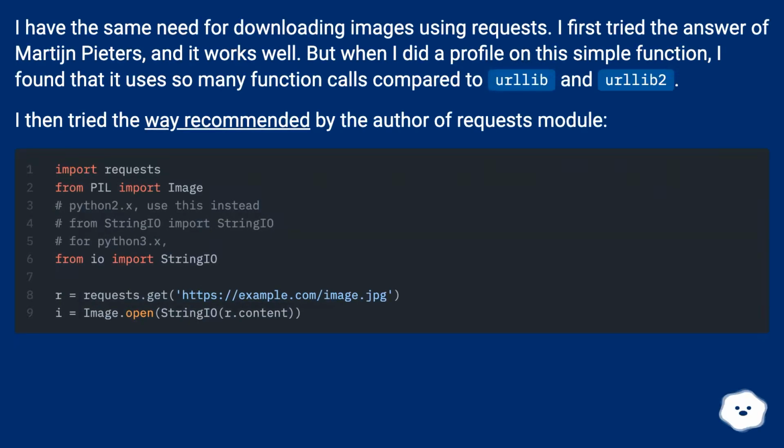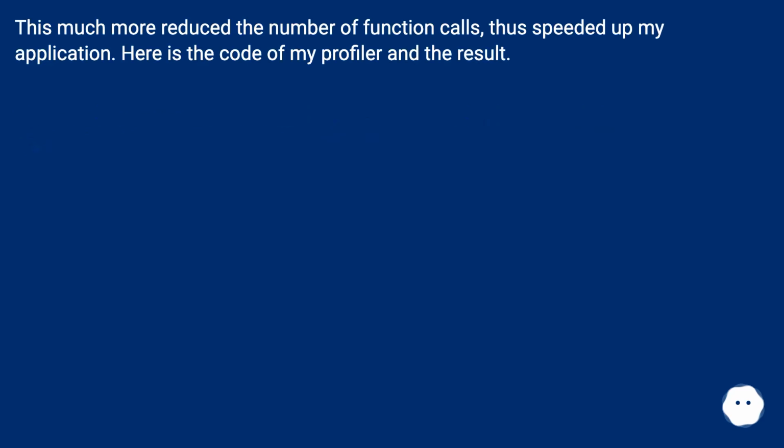I have the same need for downloading images using requests. I first tried the answer of Martijn Pieters, and it works well. But when I did a profile on this simple function, I found that it uses so many function calls compared to urllib and urllib2. I then tried the way recommended by the author of the requests module. This much more reduced the number of function calls, thus speeding up my application.